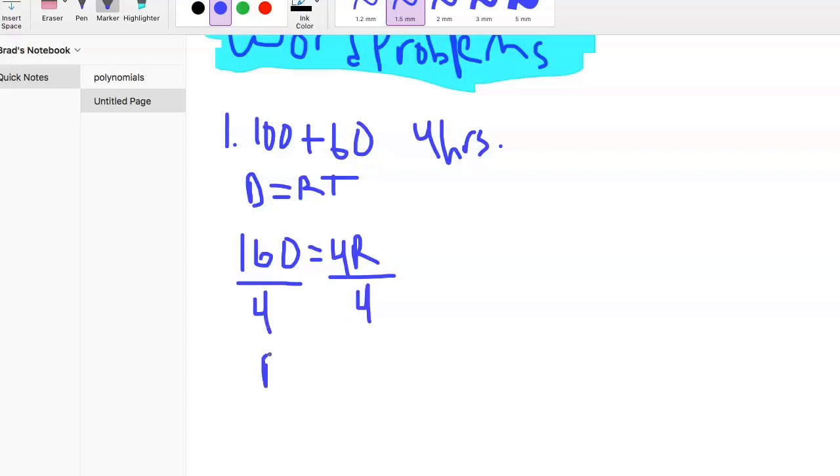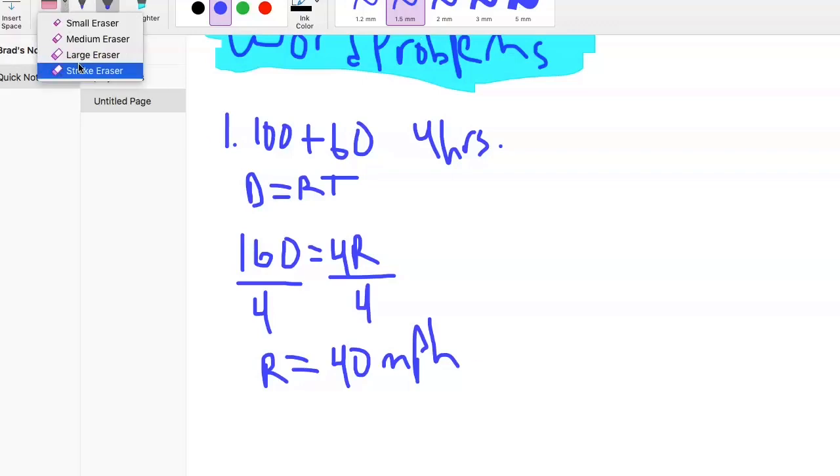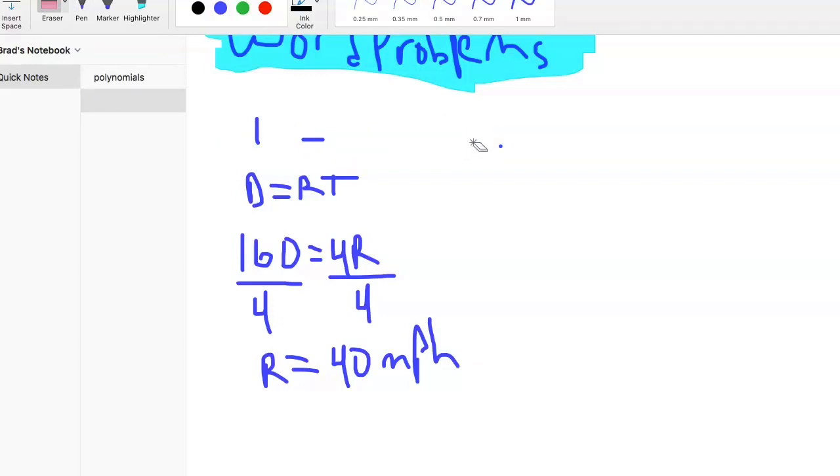160 divided by 4 is 40. And that's 40 miles per hour. That's all you have to do. Pretty straightforward. We have to make sure we remember to put it in that distance equals rate times time, and then take your time thinking about what the actual distance is, making sure it's the total distance and things like that. All right, eraser time.